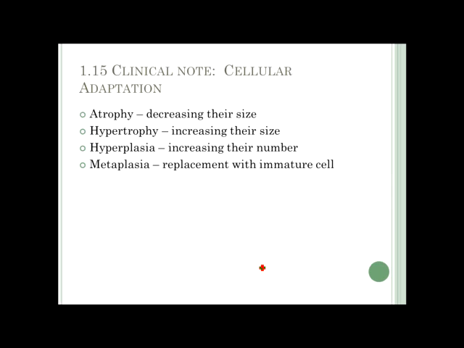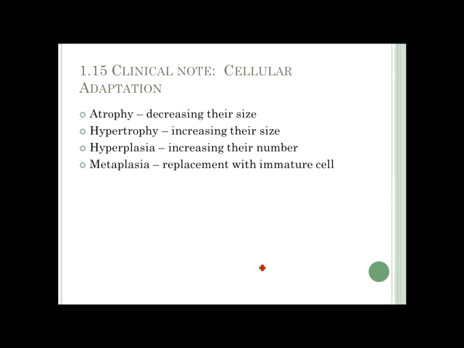Hypertrophy, increase in size. If you have hypertension for life, your heart will become larger. This is called cardiac hypertrophy. So the heart becoming larger is not always a good thing. There's only so much real estate in there.